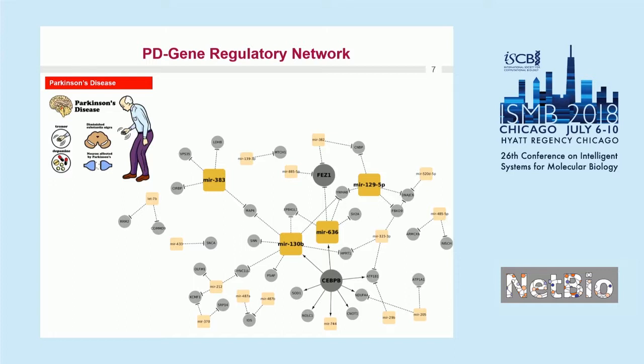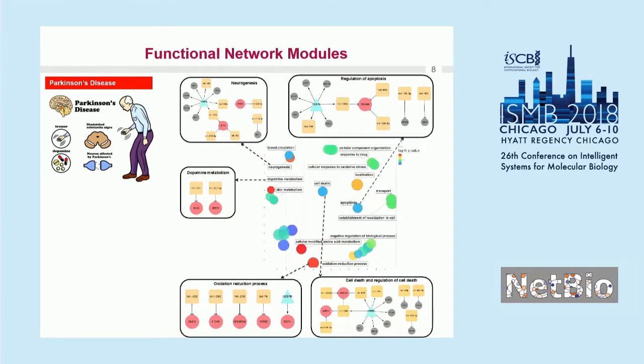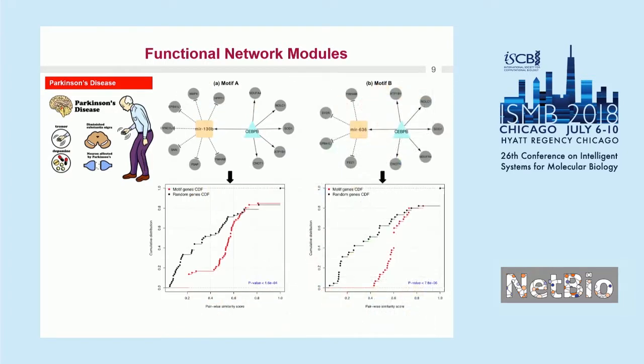We used TFmiR in order to construct the Parkinson's disease gene regulatory network, which is composed of microRNAs highlighted here in yellow, and also some other nodes, transcription factors and other co-regulated genes. We applied some centrality measures in order to identify the corresponding driver nodes. And then from this network, we identified the functional modules as we explained at the beginning, for example the neurogenesis module, the regulation of apoptosis and dopamine metabolism, and also identified the recurrent network motifs here.